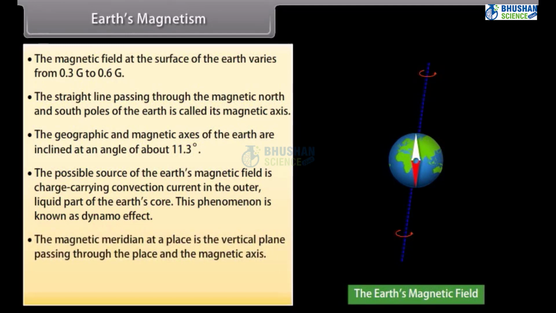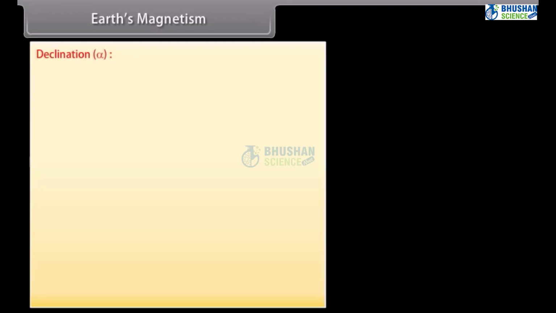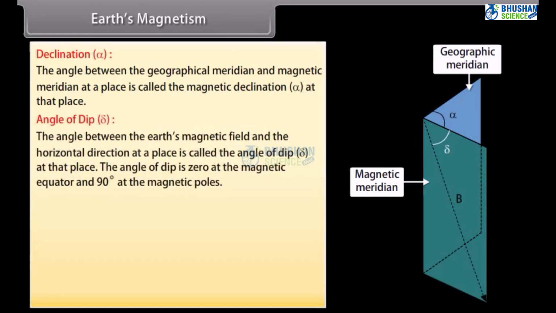This phenomenon is known as dynamo effect. The magnetic meridian at a place is the vertical plane passing through the place and the magnetic axis. The great circle on the Earth's surface perpendicular to the magnetic axis is the magnetic equator. Declination alpha. The angle between the geographical meridian and magnetic meridian at a place is called the magnetic declination at that place. Angle of dip delta. The angle between the Earth's magnetic field and the horizontal direction at a place is called the angle of dip at that place. The angle of dip is 0 at the magnetic equator and 90 degrees at the magnetic poles.